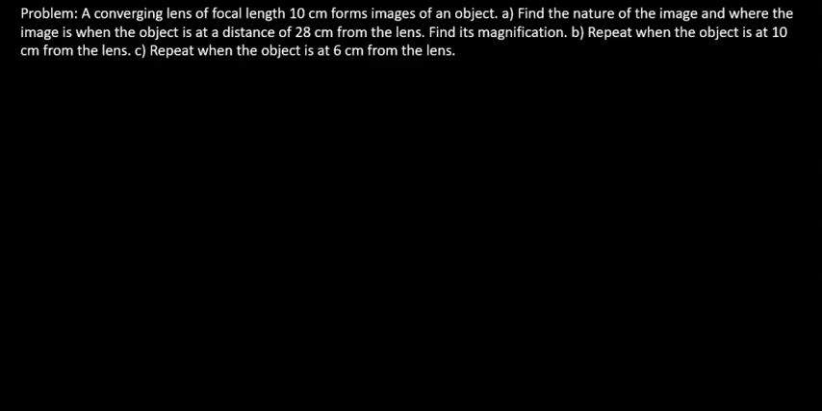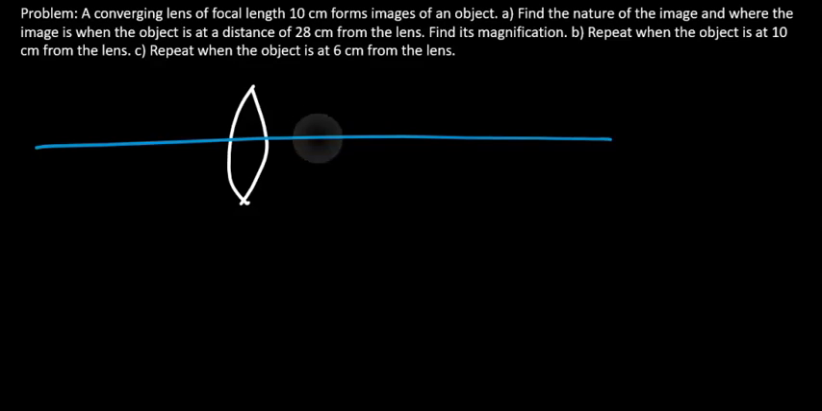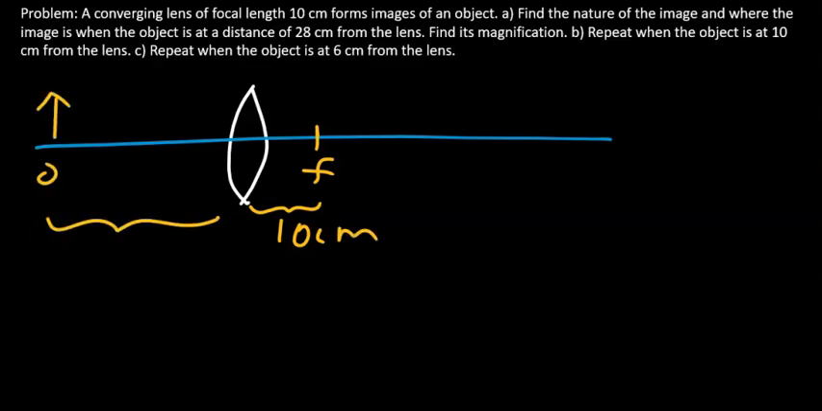Let's look at the following problem. A converging lens of focal length 10 cm forms images of an object. Find the nature of the image and where the image is when the object is at distance of 28 cm from the lens, and also find its magnification. Now the focal length is 10 cm. The object is there, and that distance is 28 cm.